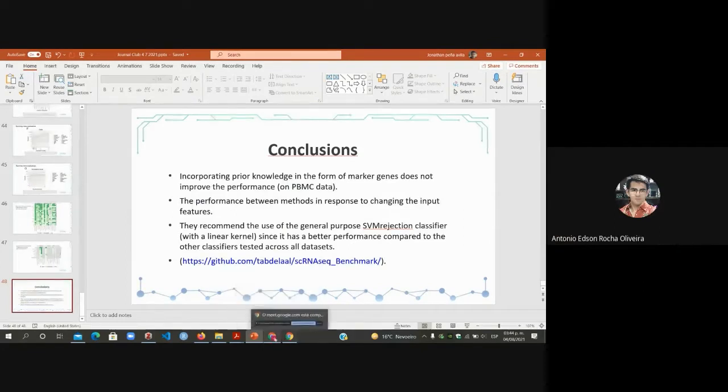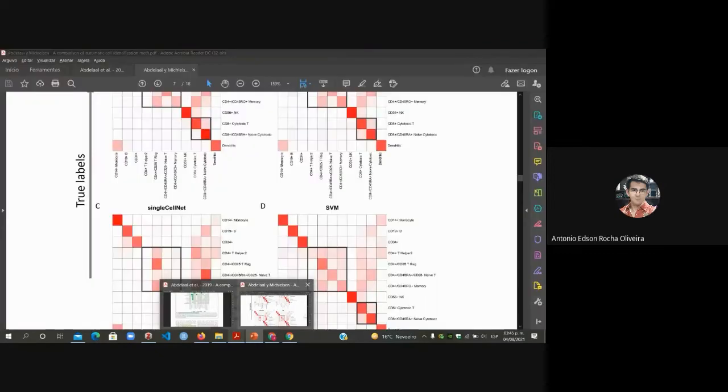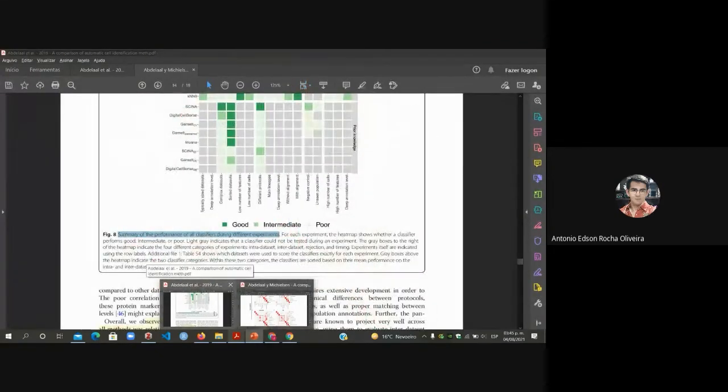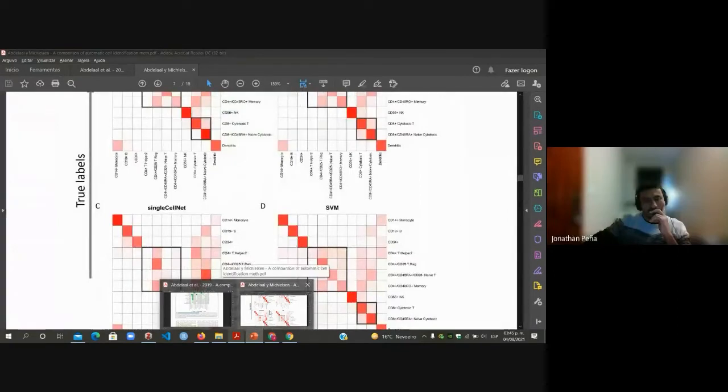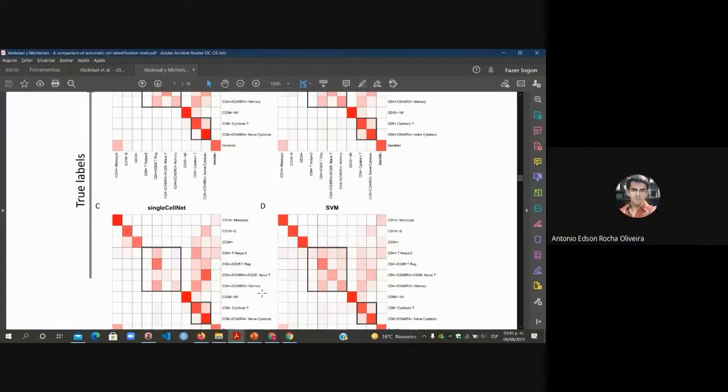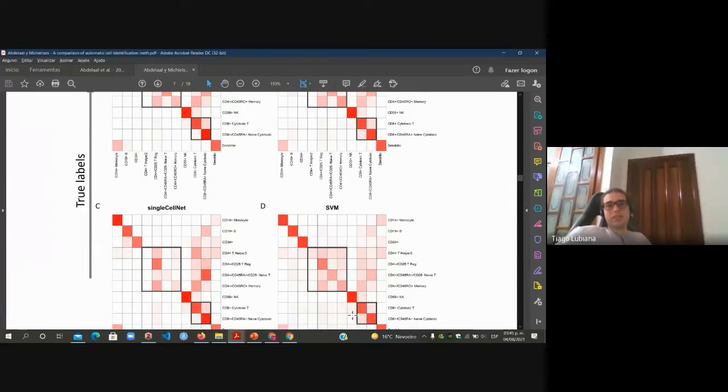Jonathan, do you know if the authors of these papers have something related to this SVM rejection method? No. Sometimes they are just selling the program. So SVM is really decades old. It's really the standard machine learning algorithm for pretty much any kind of classification. It's kind of the baseline that people use. I mean, it's SVM and random forest.